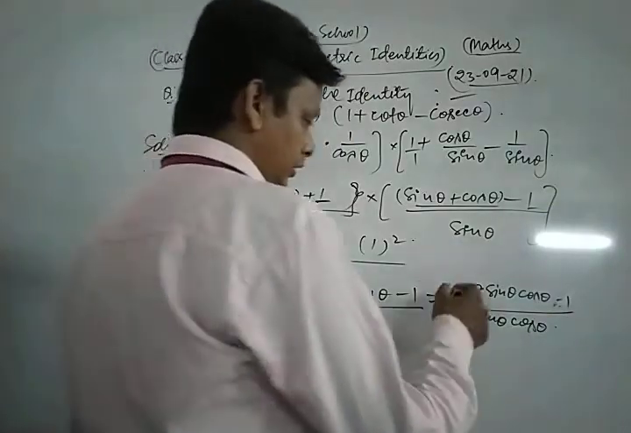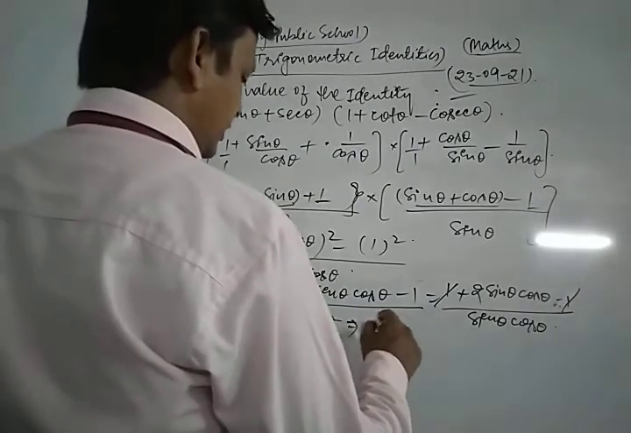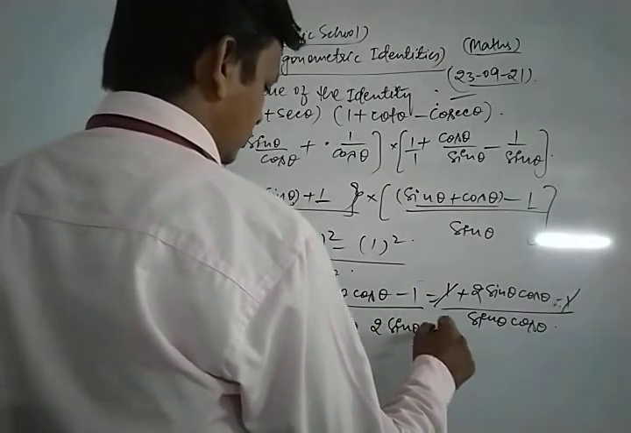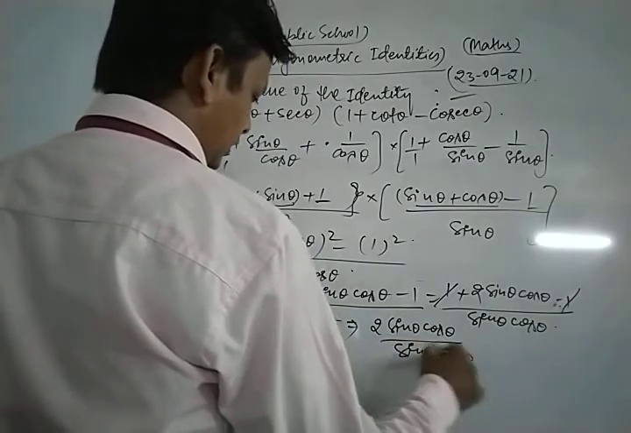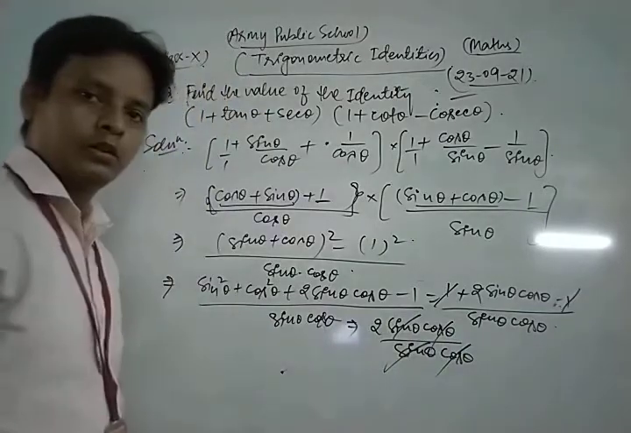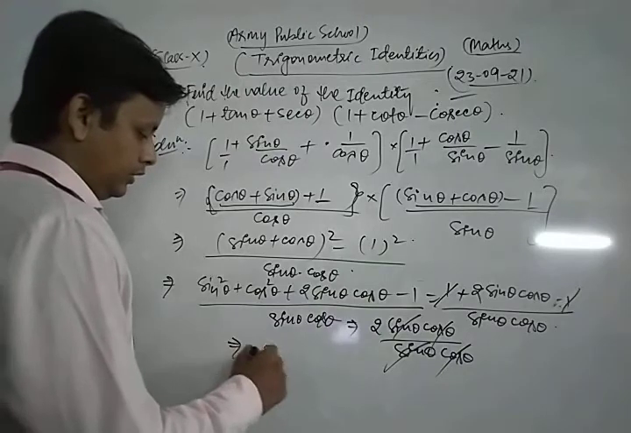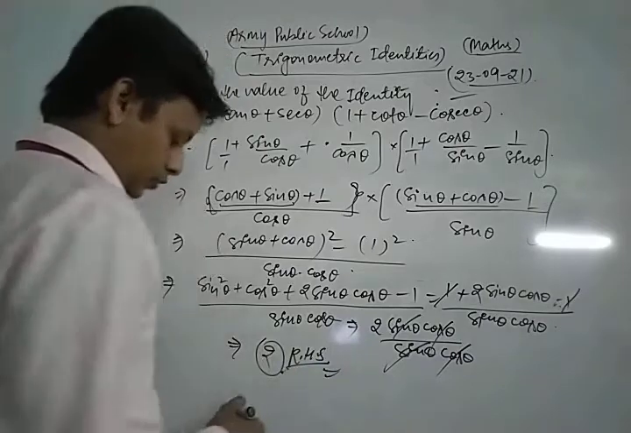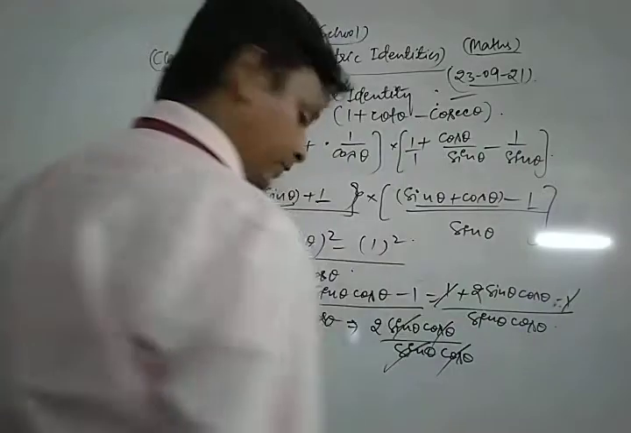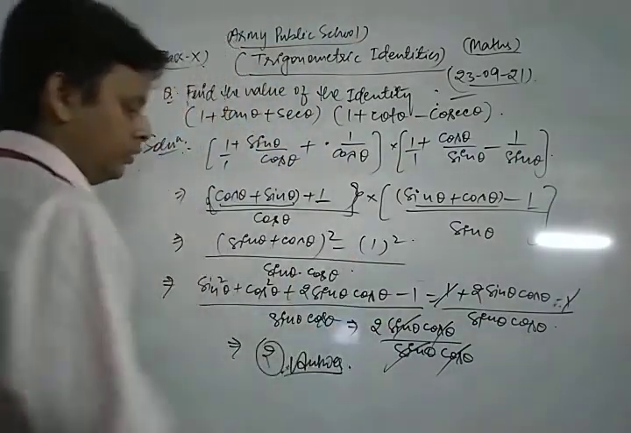Now look here, plus 1 minus 1 cancel each other. So we get 2 sin theta cos theta upon sin theta cos theta. Sin cancels, cos cancels. Okay, so we get 2. This is your right hand side, hence proved. So this is the required solution of the given question.